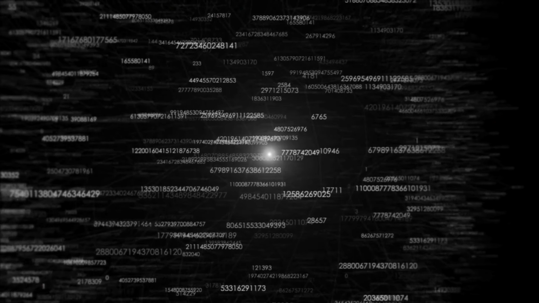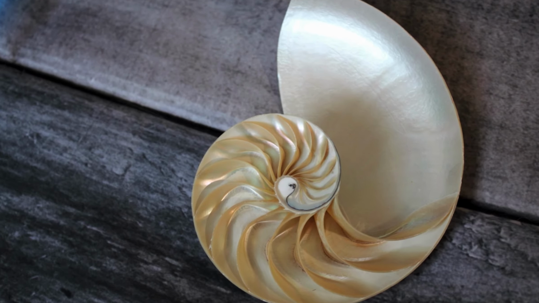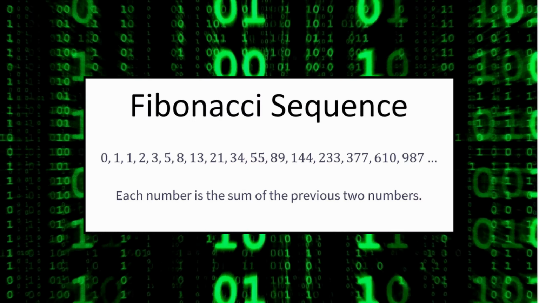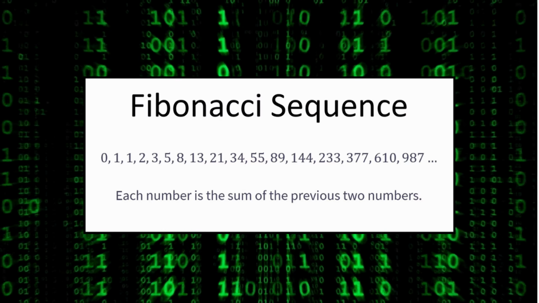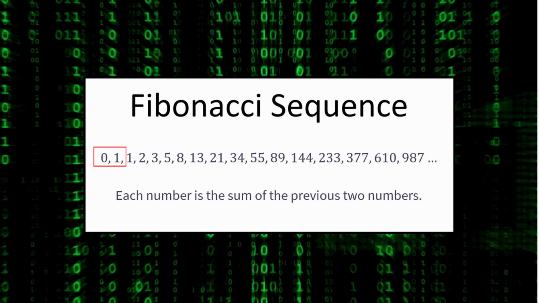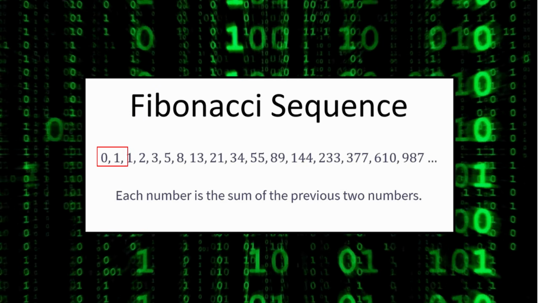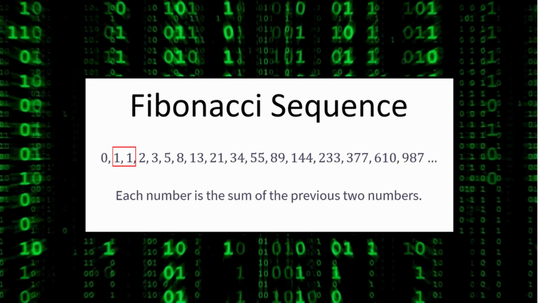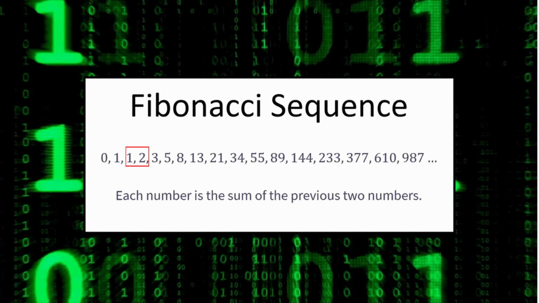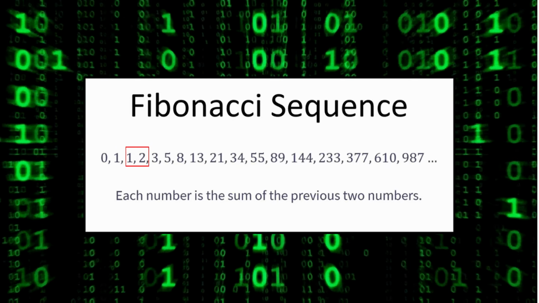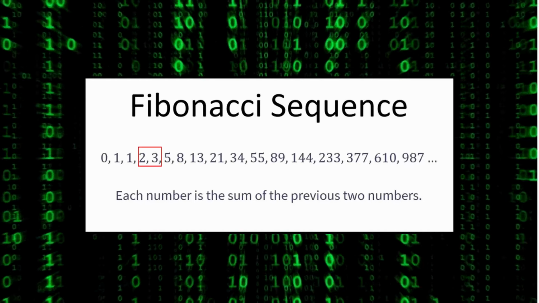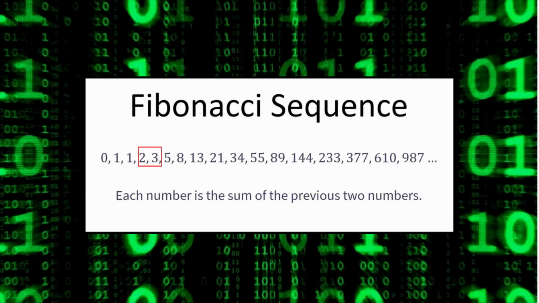It is found all around us between fruits, seashells, and a whole lot more. So how's the Fibonacci sequence calculated? If we take the first two numbers, we add 0 plus 1, it's going to equal 1. Then if we add the next two numbers, 1 plus 1 equals 2. We add the next two numbers, 1 plus 2 equals 3. We add the next two numbers, 2 plus 3 equals 5, so on and so on.